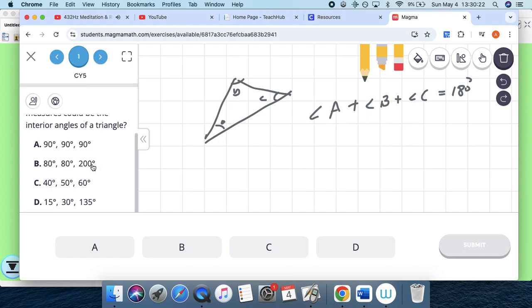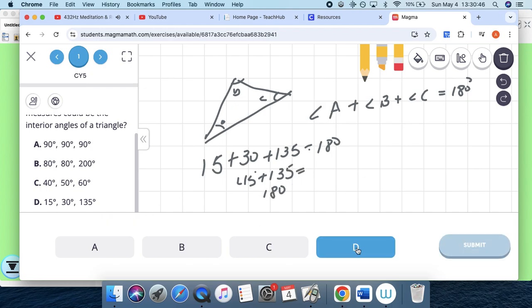The second one is way too much. 80 plus 80 plus 200, that doesn't work. The third one, 40 plus 50 is 90, plus 60 is 150, so A, B, C are gone. So D, 15 plus 30 plus 135, should equal 180. 15 plus 30 is 45, and 45 plus 135 is 180. So we are good. D is the correct answer.